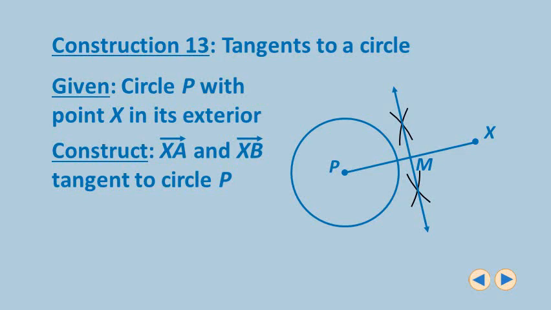Now we do step 7. So we place our compass at point M, the length of MP. That gives us 2 points of tangency on the circle at points A and B. So now all I have to do is take my straight edge and draw a line or a ray from X to A. That's step 8. And I do the same thing to B. And now I've completed this construction. This construction will be on your quiz, so please practice it several times.